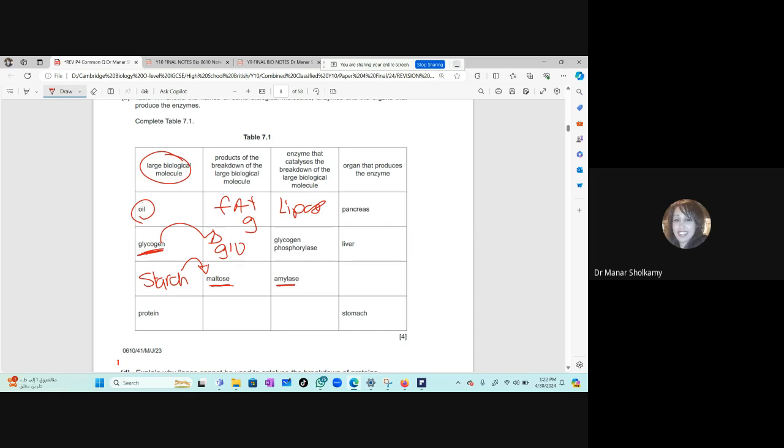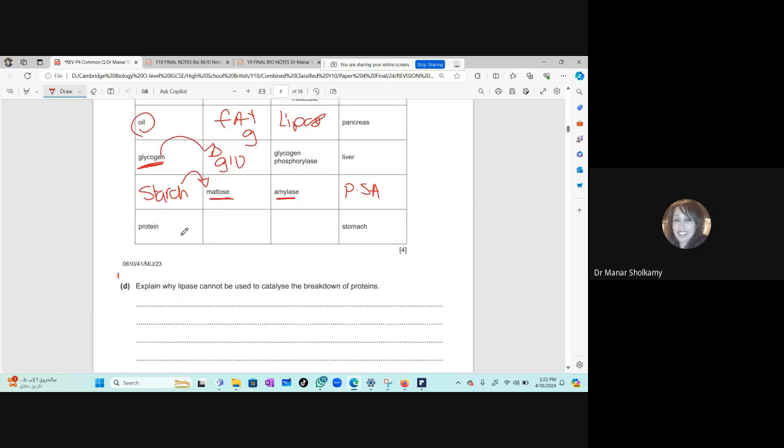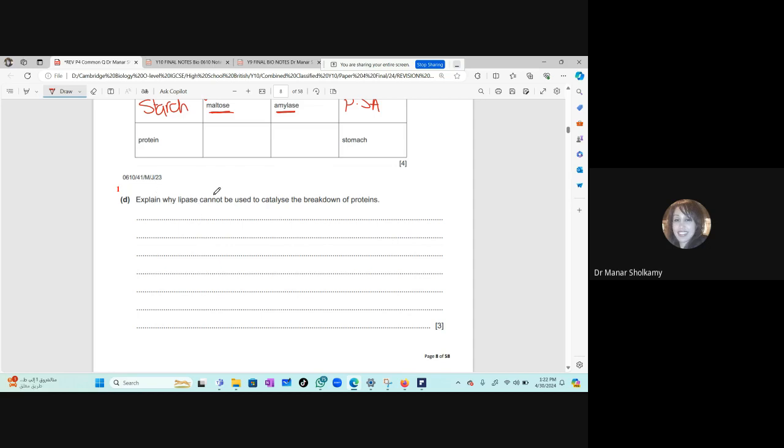And what's the organ that produces this enzyme? Small intestine. Very good. Salivary gland produces amylase. Pancreas produces amylase. Intestines produce amylase. Now we know the proteins, of course, protease, amino acids. This is so easy. Explain why lipase cannot be used to catalyze the breakdown of proteins. Now, this doesn't have the active site to fit the substrate.